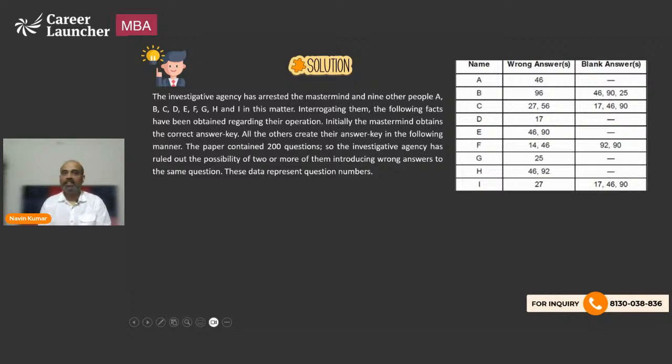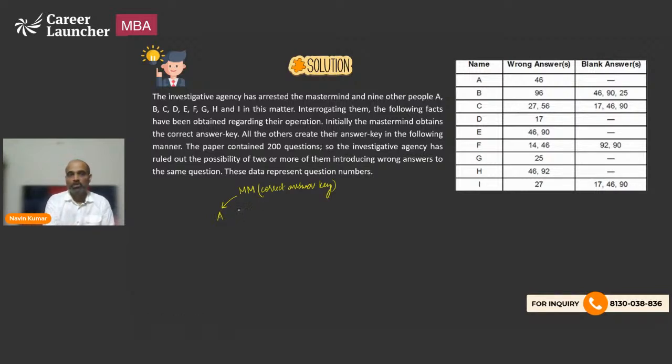So it is given that the agency has arrested the mastermind and 9 other people. So we have got a mastermind and we have got 9 other people. This mastermind has the correct answer key. Now what happens if somebody copies, let's say that person's name is A, and I'm not talking about these A, I'm just trying to understand what is given.